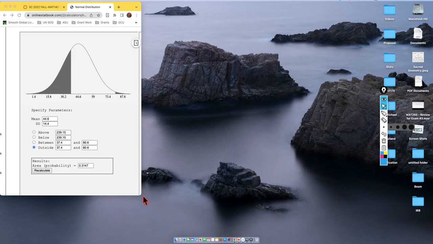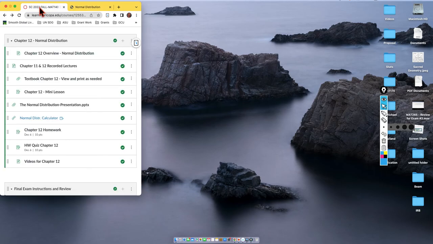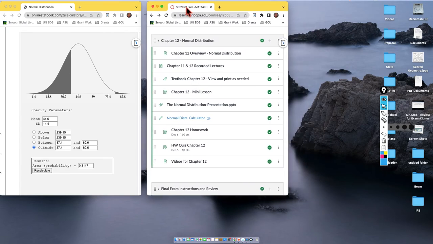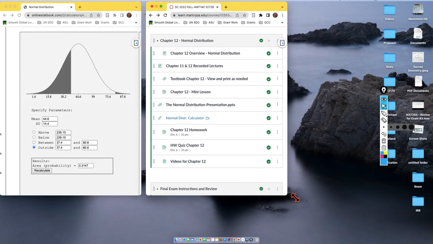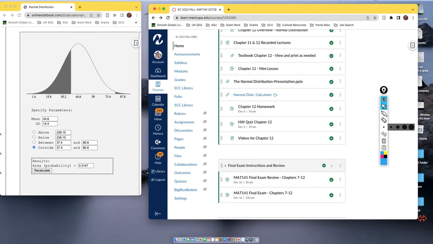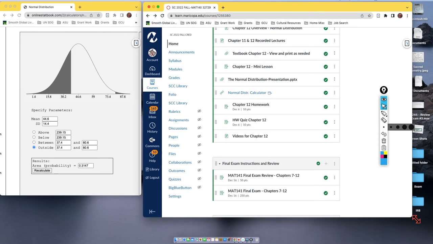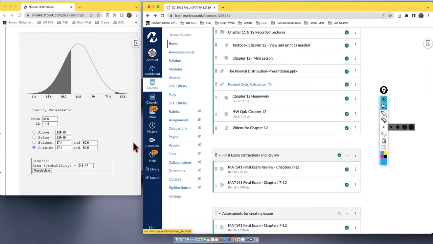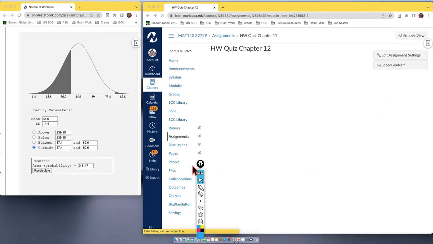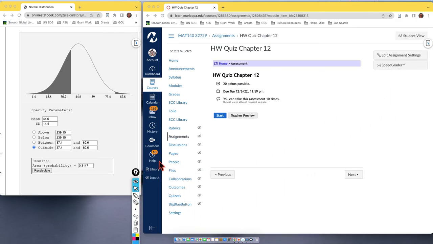I'm going to need to make this thing bigger. So actually, what I'm going to do is bring this over here. Let's make this part bigger. We'll leave our calculator open because that's what we're going to probably be using for most of it. We'll look for the Chapter 12 homework quiz. Move this guy out of the way. Let's go ahead and start.